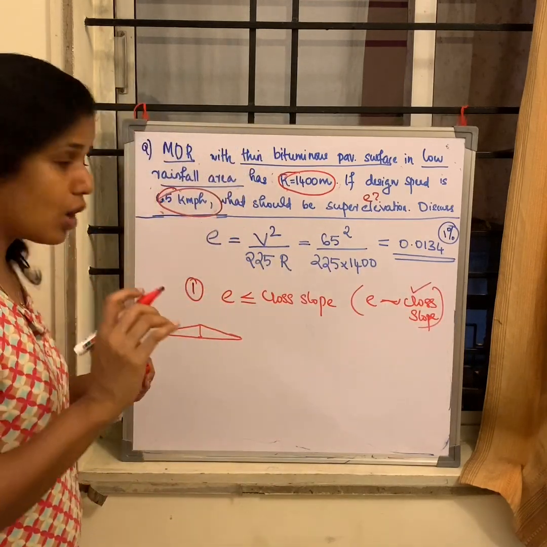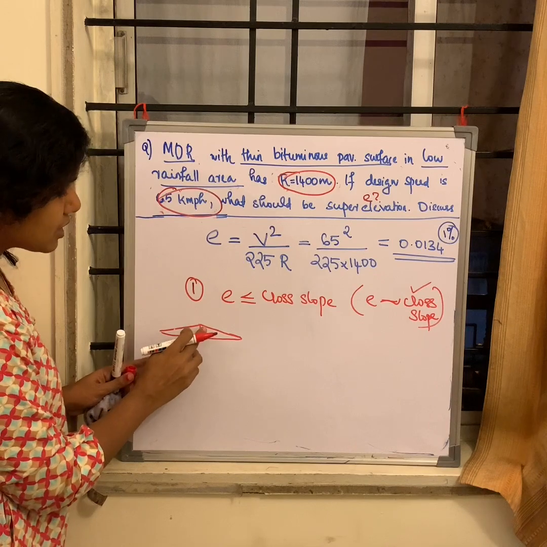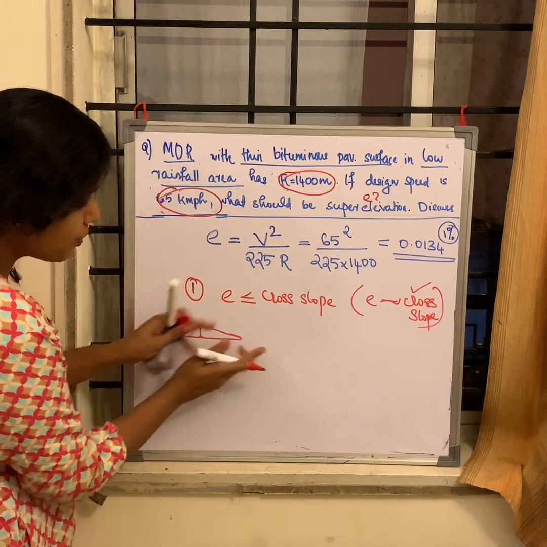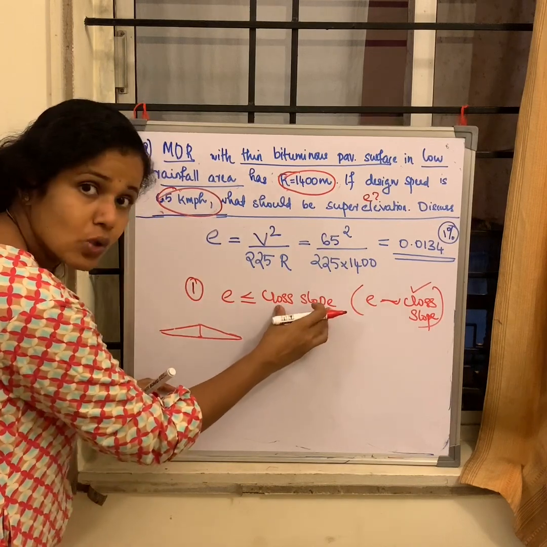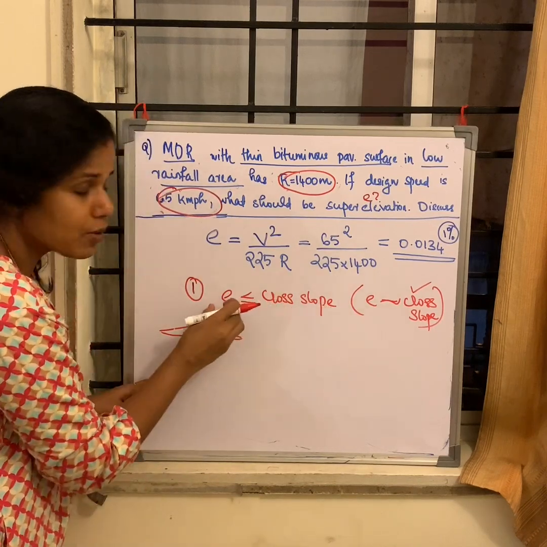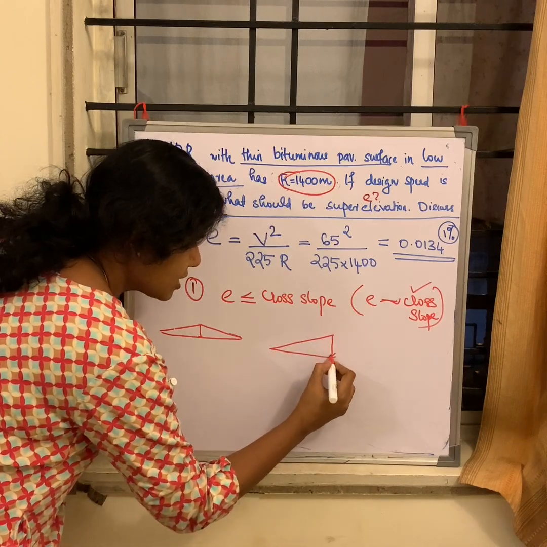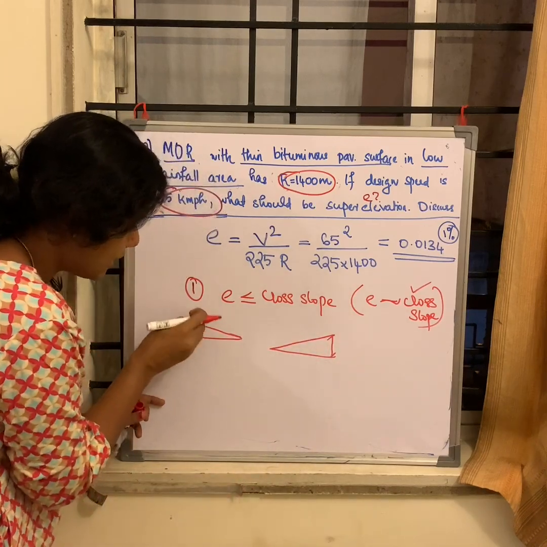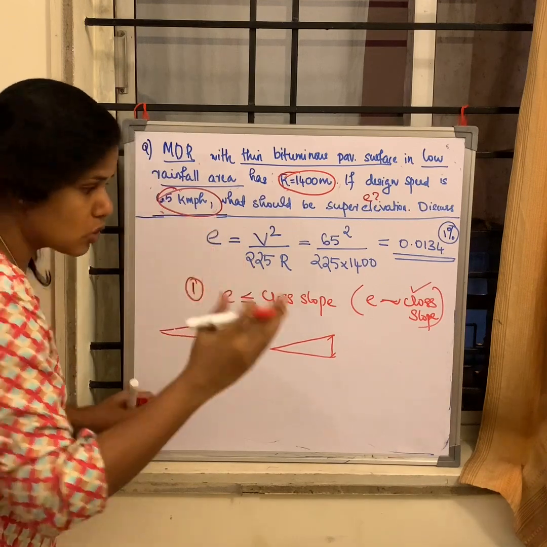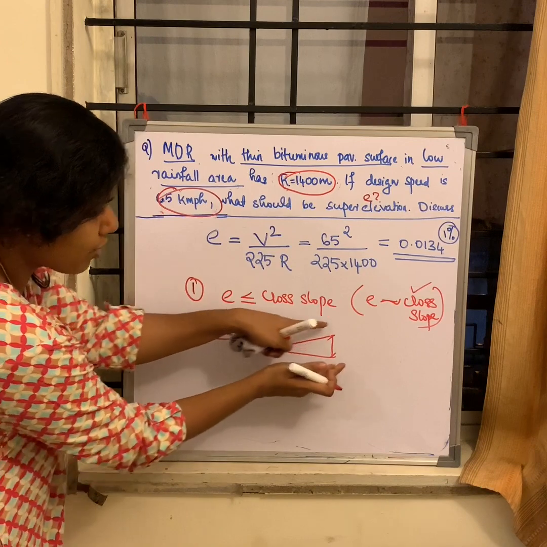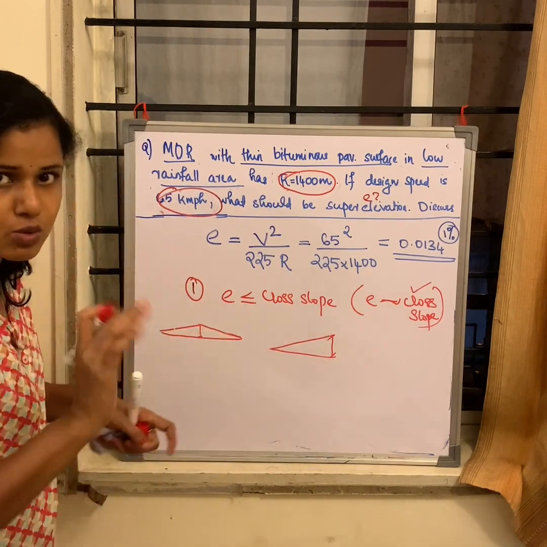But in that case, how will you do it? You need to eliminate your crown and provide the super elevation, because you are going to adopt this cross slope value and provide it as the super elevation itself. So you only raise the outer edge, eliminate the crown, and provide the cross slope uniformly from the outer edge to the inner edge. This is what we discussed.